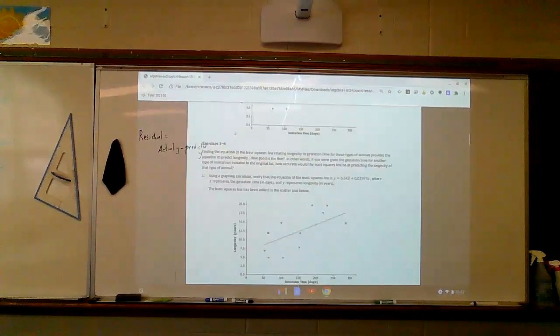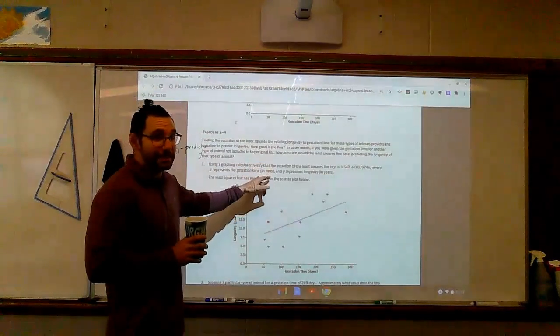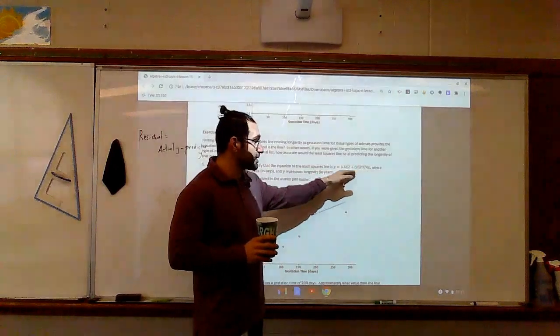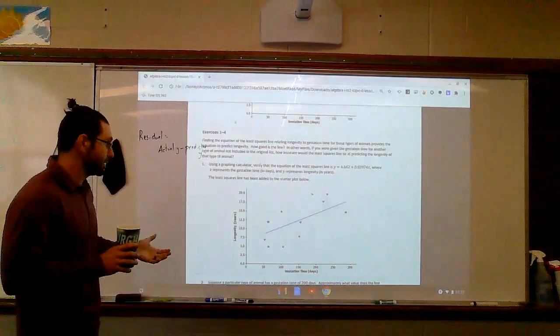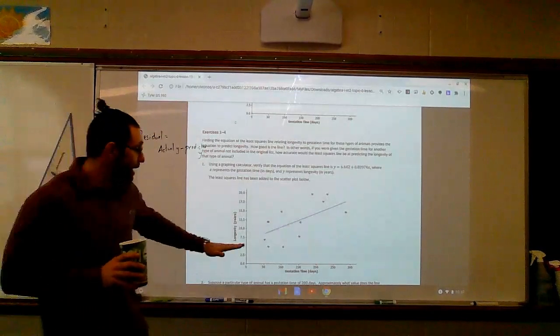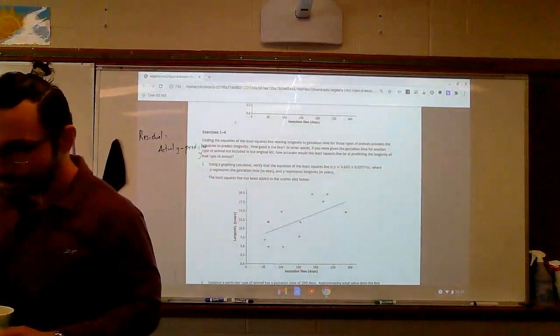So they substituted into a calculator all of those numbers. So they did stat. They cleared out L1, L2. They entered them in, and they ended up with this as their equation. Okay? The least squares line, the linear regression, has been added to the scatter plot. So this is the line of best fit according to the calculator. Still, so far, so good.